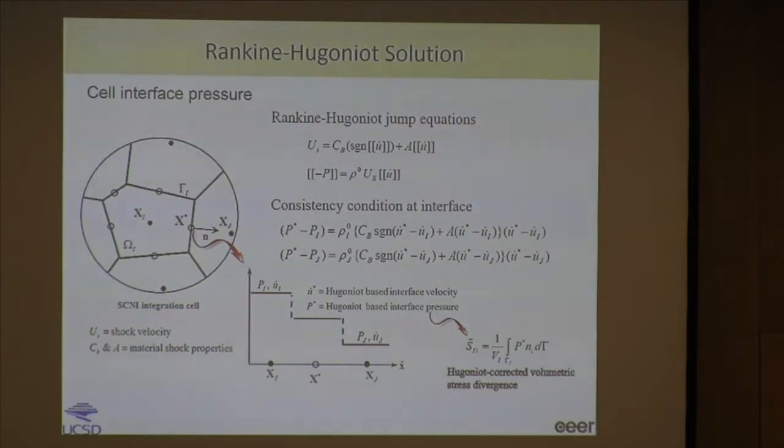Right? So that means the shock field is embedded, and once the pressure field is on the cell boundary, you use the boundary integral to obtain the divergence of the volumetric stress.